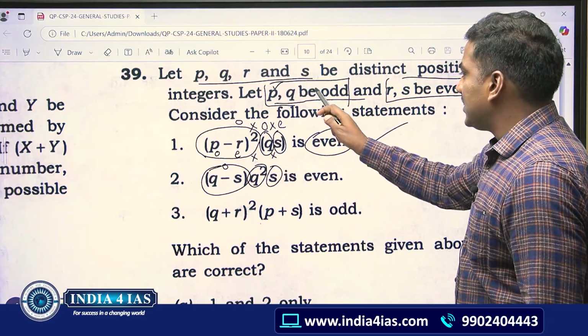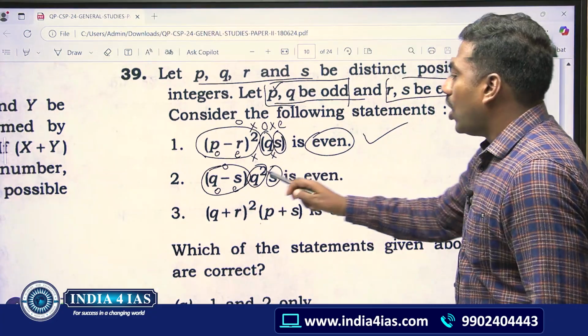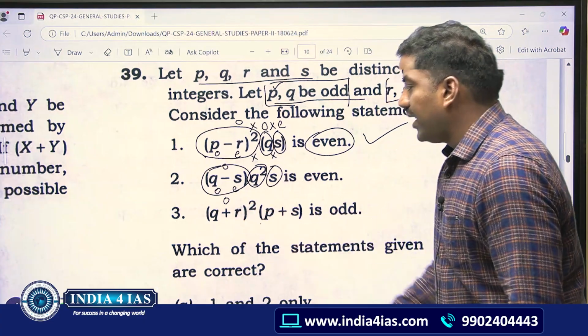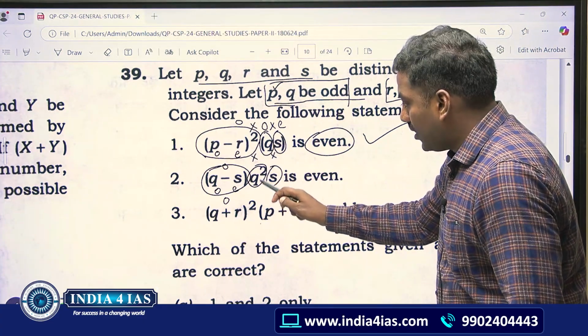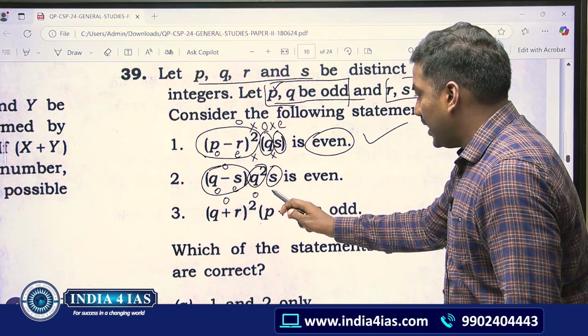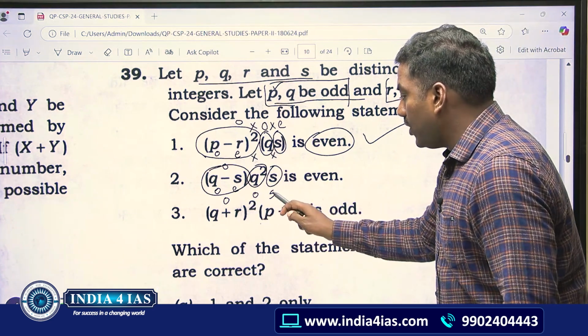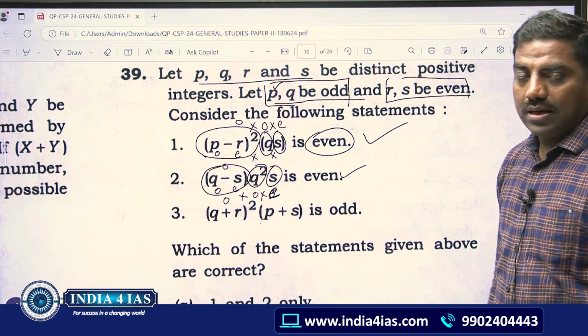Q minus S. Q is an odd number, S is an even number. Odd minus even is odd again. Q square. Q is odd. Odd square is always an odd number. S is an even number again. So odd into even, again, this is an even number.